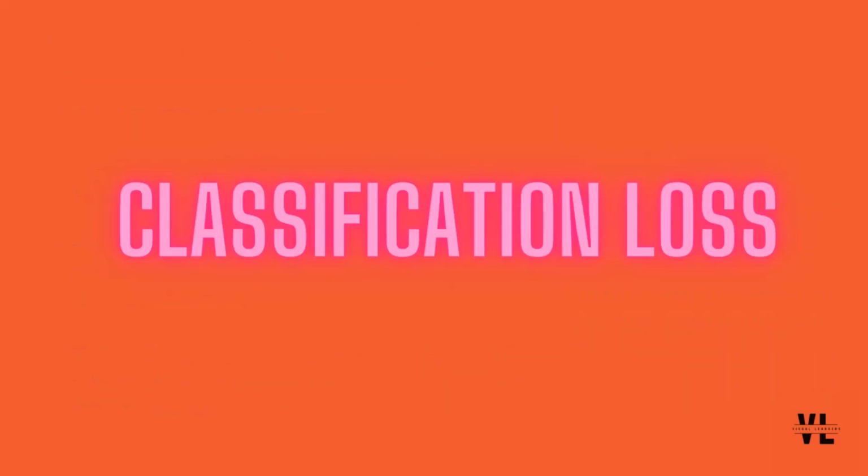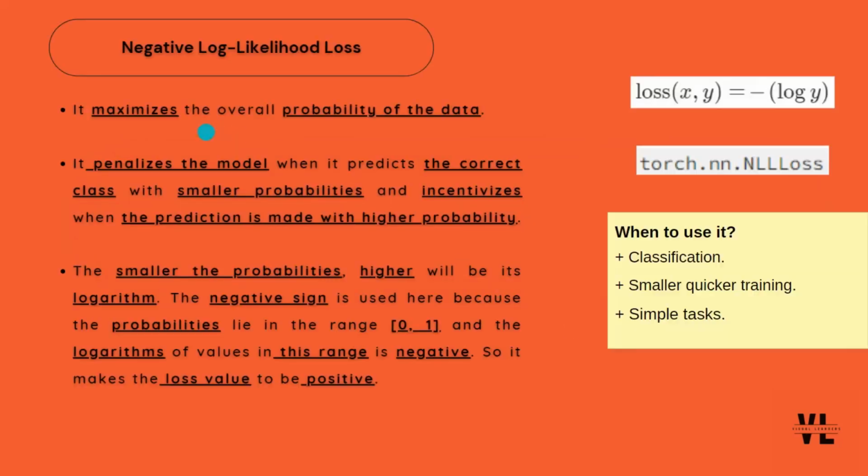Now we have covered the three famous regression losses. Next, we're going to talk about the classification losses. The simplest kind of classification loss is the negative log likelihood loss. It maximizes the overall probability of the data.